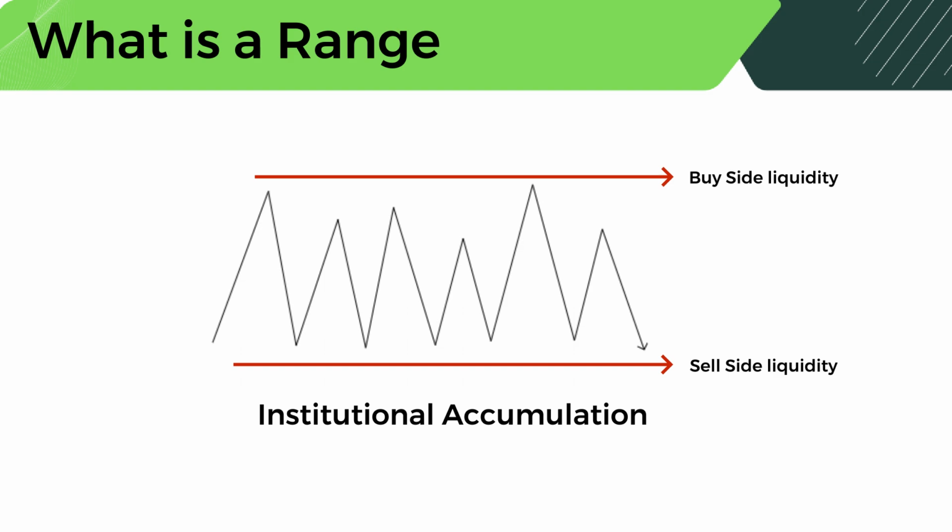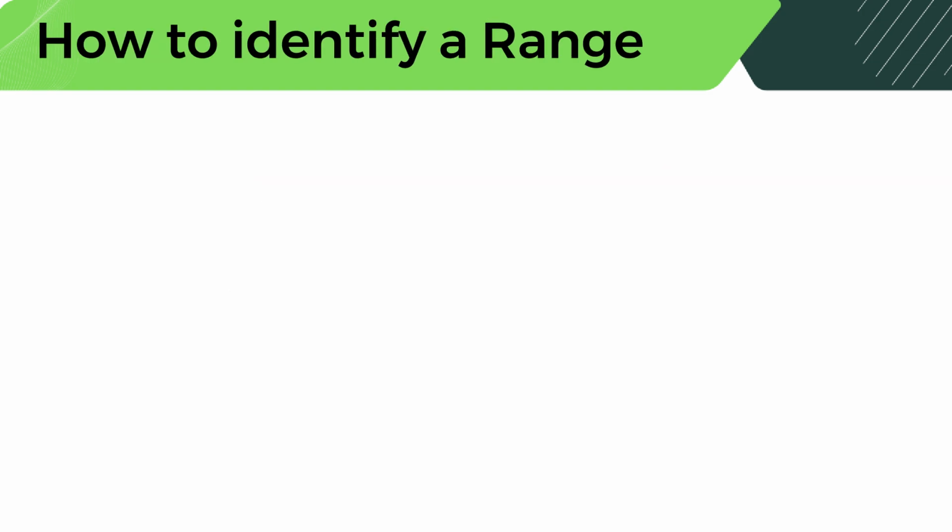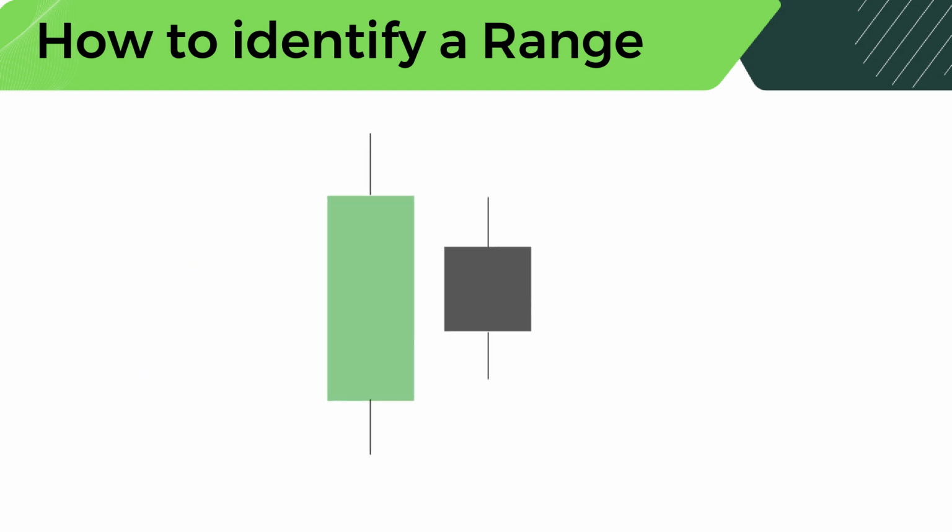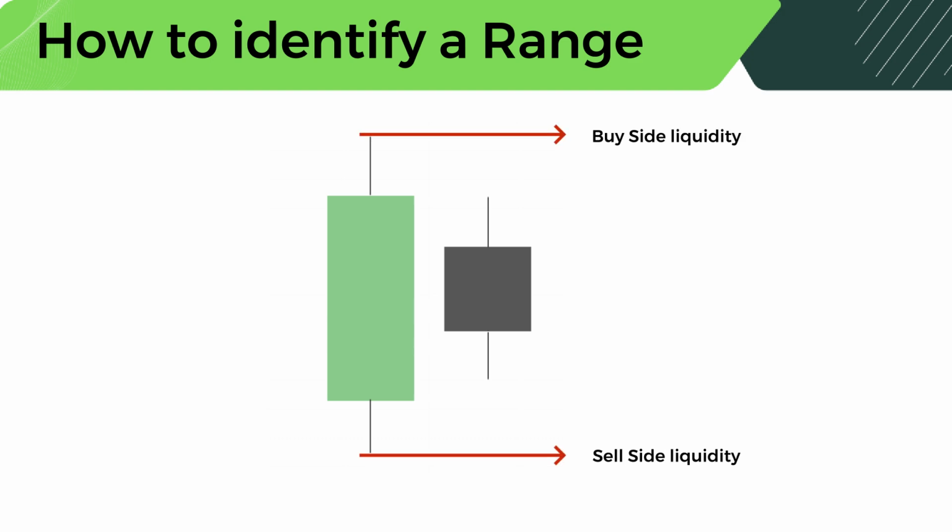Now let's see how to identify a range and how to use it to build your bias the smart way. So, how do you identify a range? Let me give you a very simple way. We all know about the inside bar candle. That's when a candle prints completely inside the previous candle. Guess what? That's the range right there. It shows you that price is consolidating, volume is drying up, and liquidity is building, both above and below that candle.